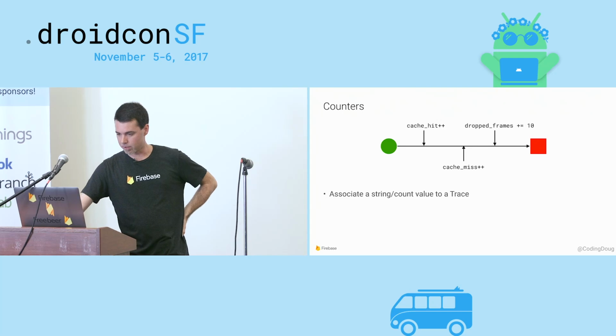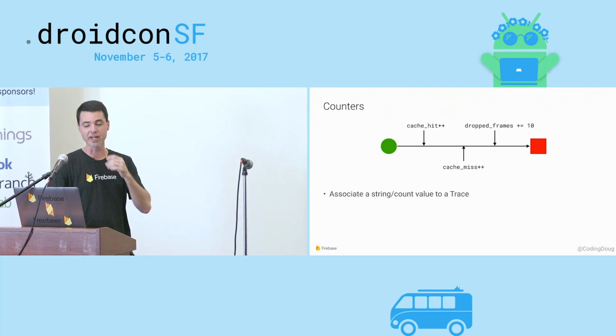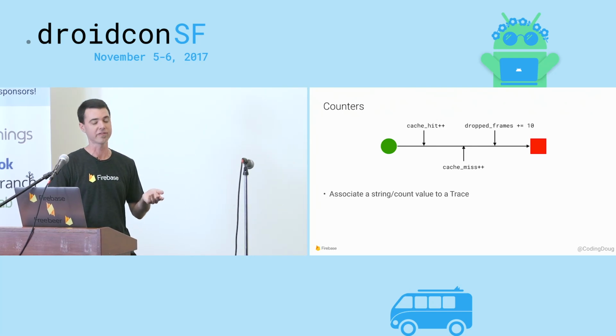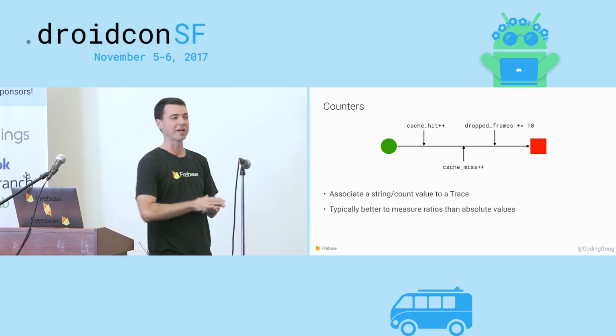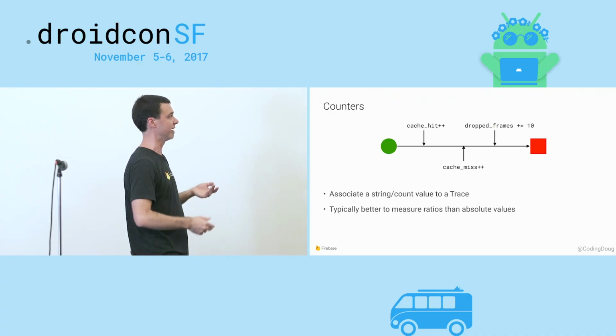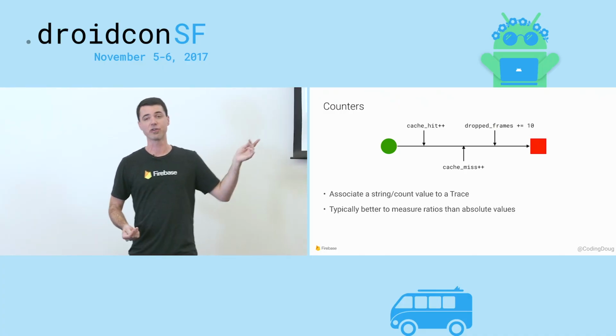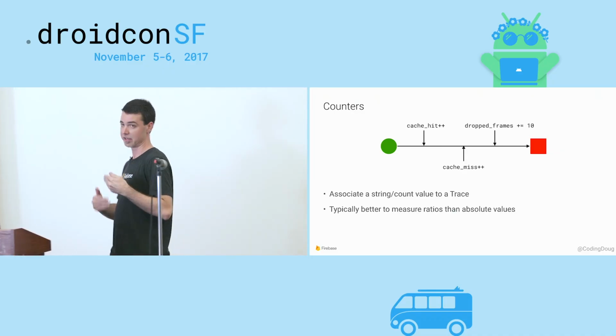So with counters, you're essentially associating a string and count value to a trace. And like I said, it's typically better to do actionable things. And I recommend measuring ratios, like cache hit to miss ratio, I think is a very good example.